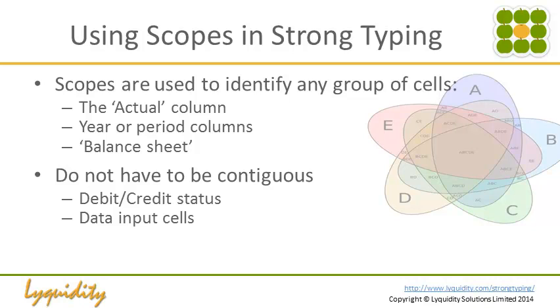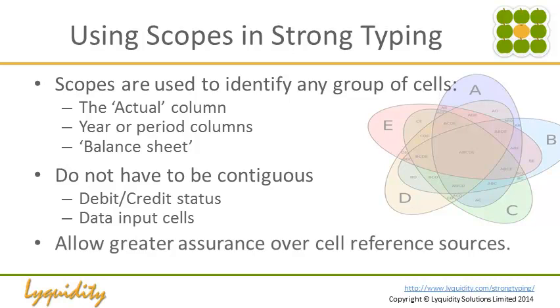The cells belonging to a scope do not need to be contiguous. A scope might define the cells that contain debit or credit values, or be data input cells. The reason to define scopes is so that cell references can be checked to ensure they refer to valid cells, and in this way allow greater assurance over cell reference sources.